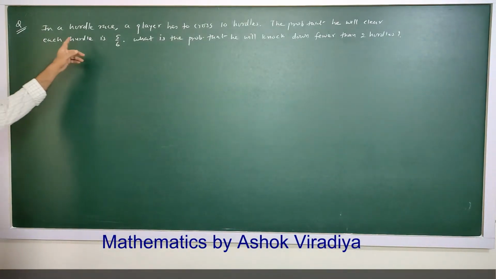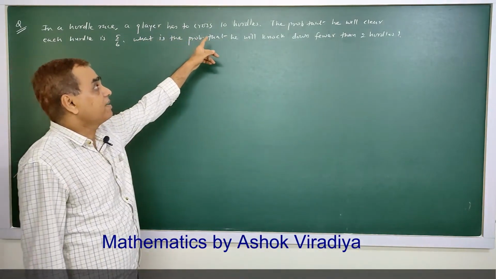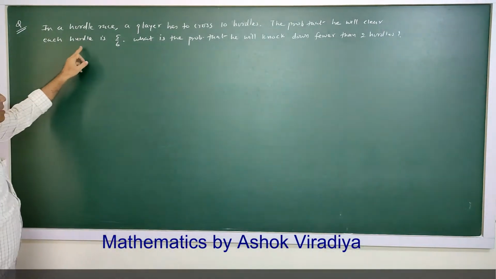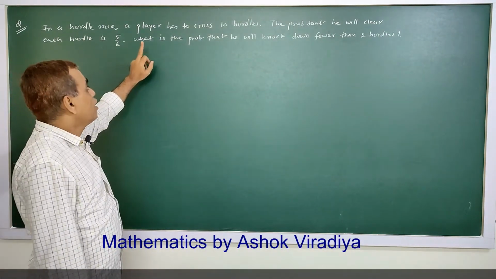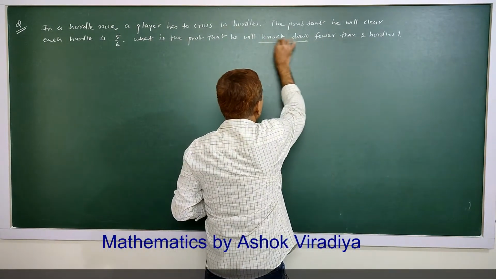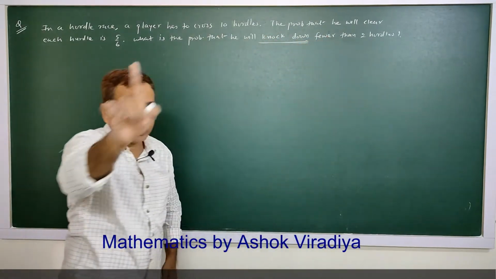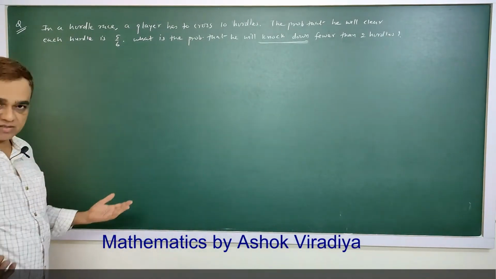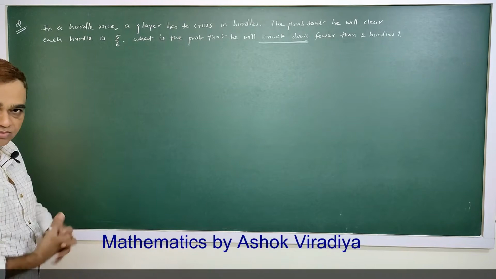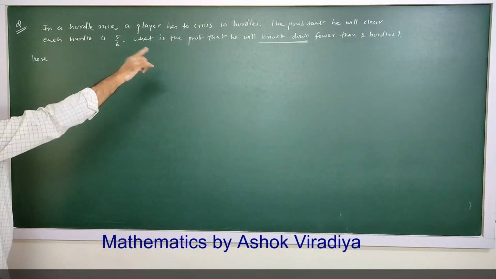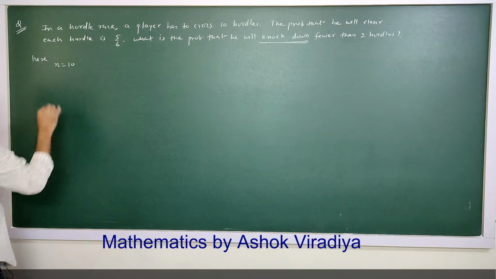In a hurdle race, a player has to cross 10 hurdles. The probability that he will clear each hurdle is 5 by 6. What is the probability that he will knock down fewer than 2 hurdles? Knock down, that means he cannot clear, he fails, that is knock down. So say here number of hurdles 10, so number of trials is 10.